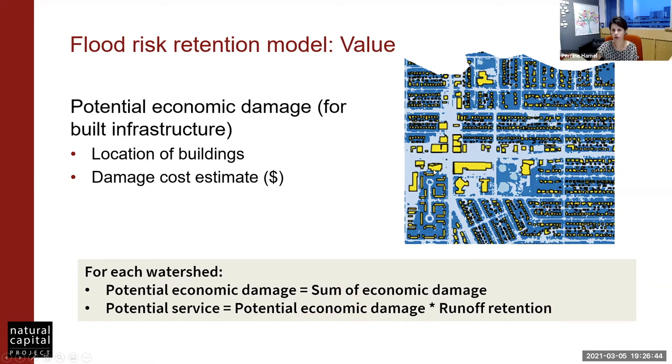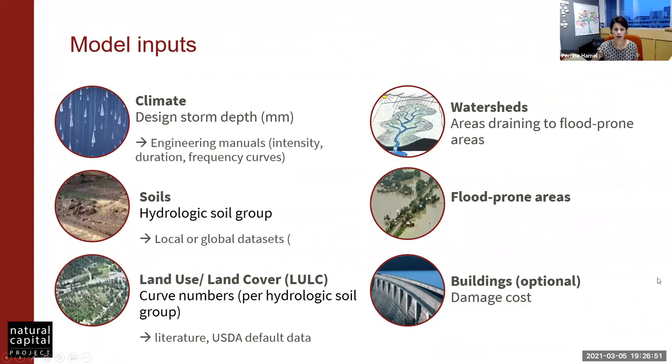So this economic damage for all the infrastructure in an area. So if we summarize the model inputs that we just went through, there's first the climate input, which is this storm depth. And I wrote here design storm depth because often it's a choice that the model user will make to focus on maybe a 5-year return period, which is a relatively frequent event, versus a 10-year, 50-year, perhaps 100-year return flood. So statistically, a type of event that occurs every 100 years.